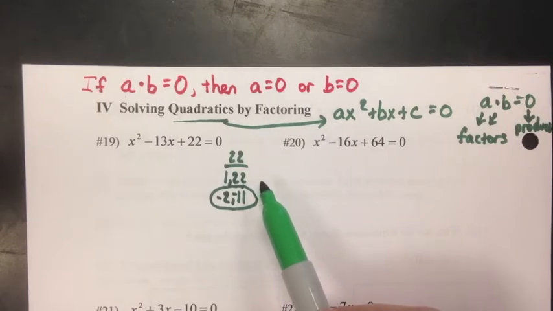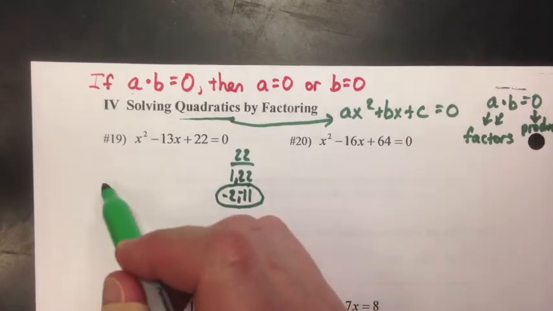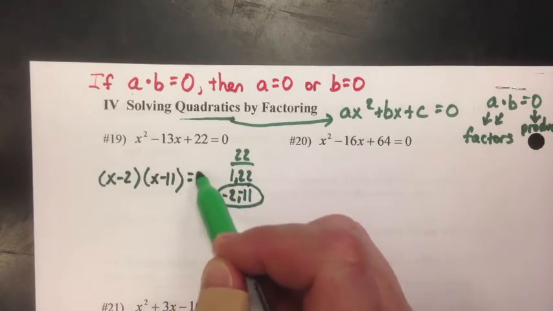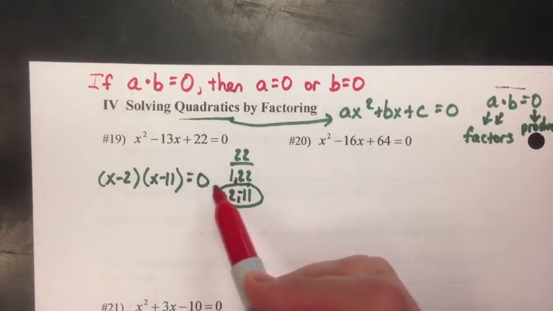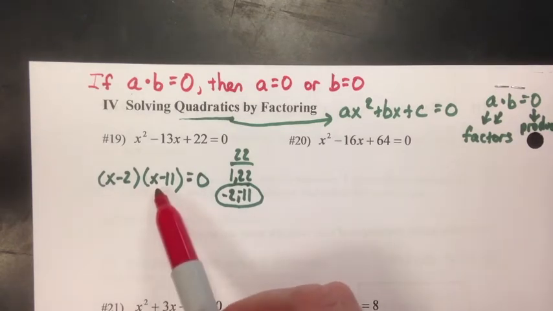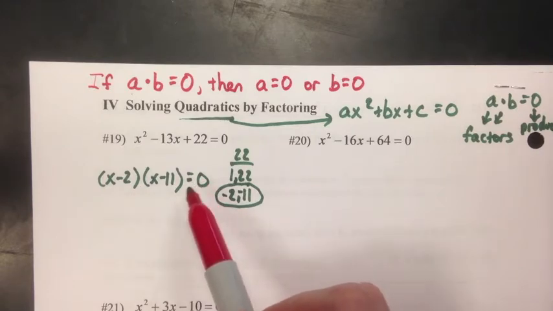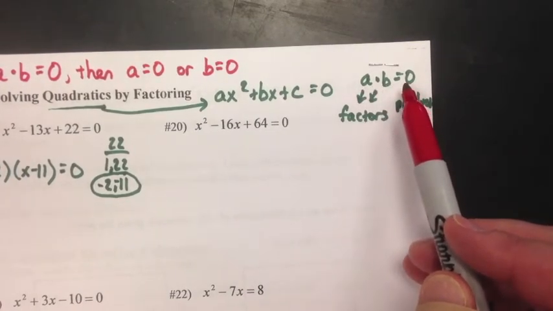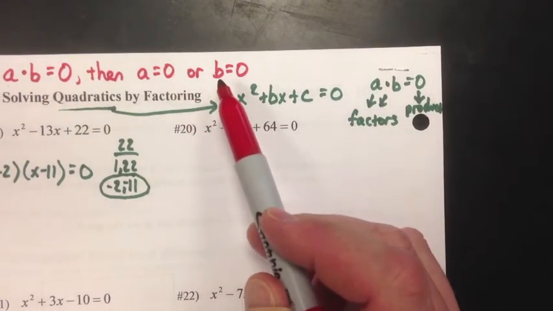Now you can use the box, but you really don't need it because we can now write this. This is going to be x minus 2 times x minus 11 equals 0. Remember that this is an equation, so this is actually equal to 0. This is a factor, and this is a factor, and I'm multiplying them, and I get 0 as my product. If I multiply two factors to get 0, what has to be true about one of these? Then A equals 0 or B equals 0.